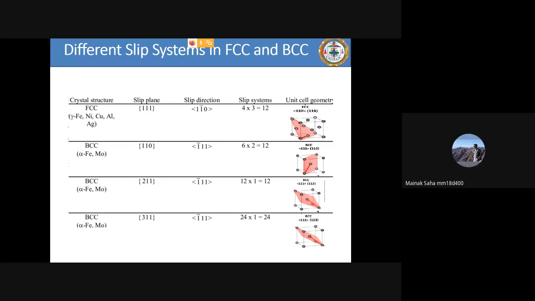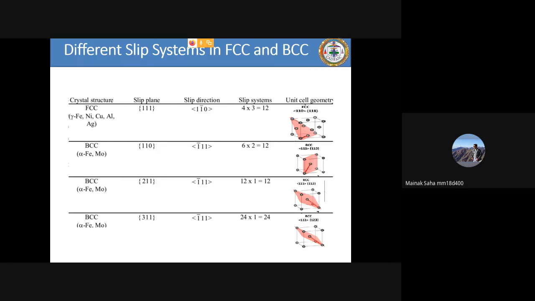Is it the FCC one? Why? Sir also said in class that gold is more ductile, it's FCC, and tungsten is BCC, but not that ductile. Why? Any ideas? It's more close packed, so there is more room for distortion. Yes, correct.